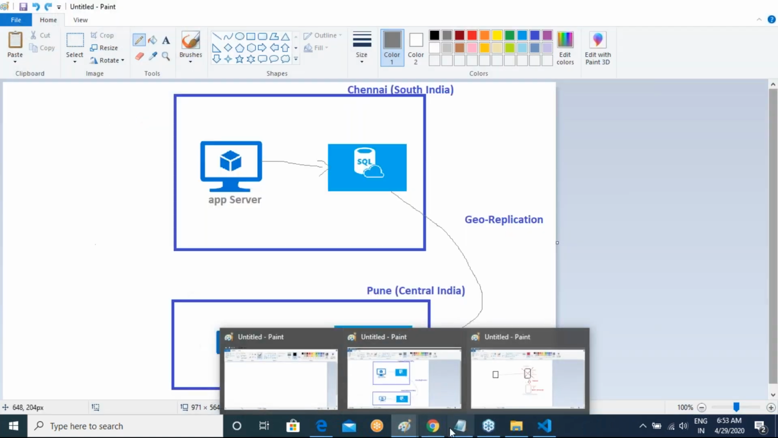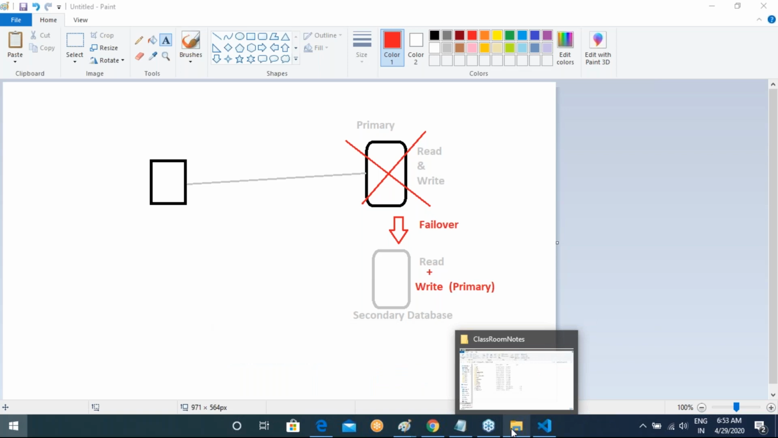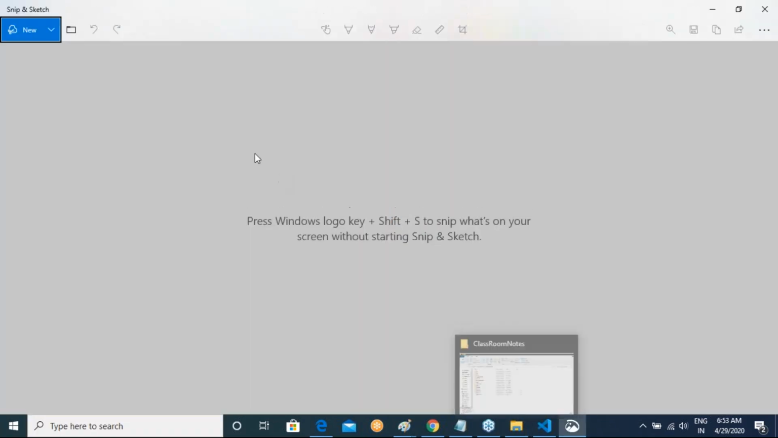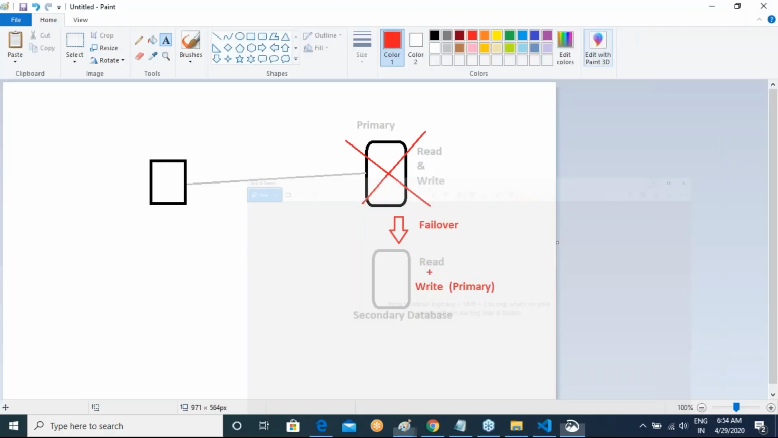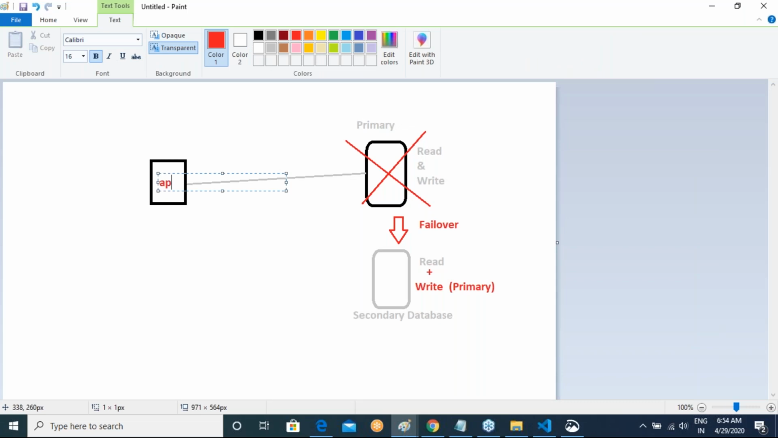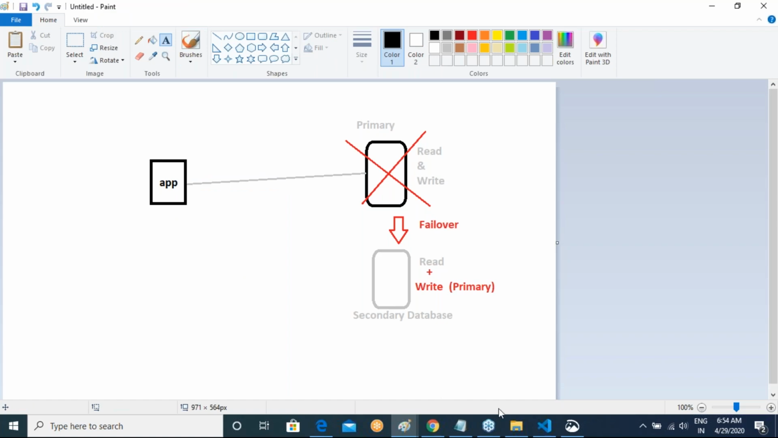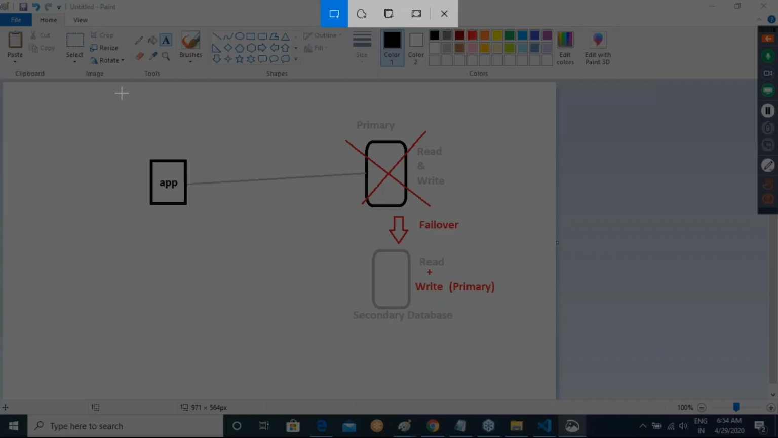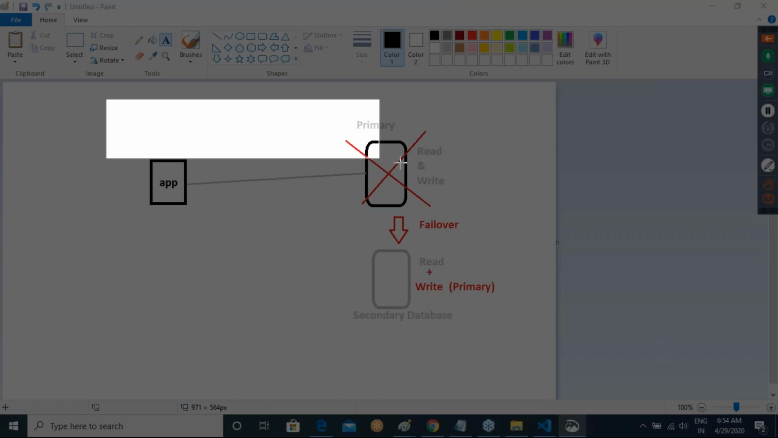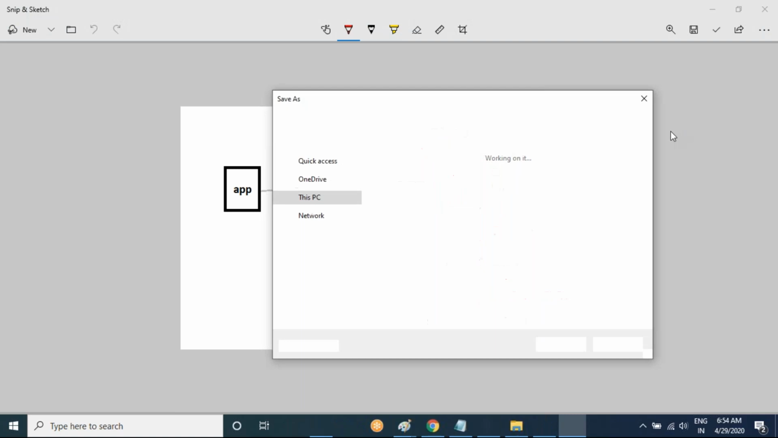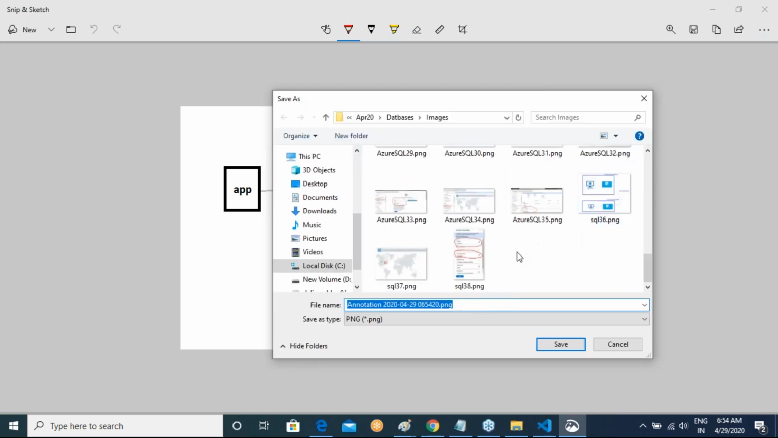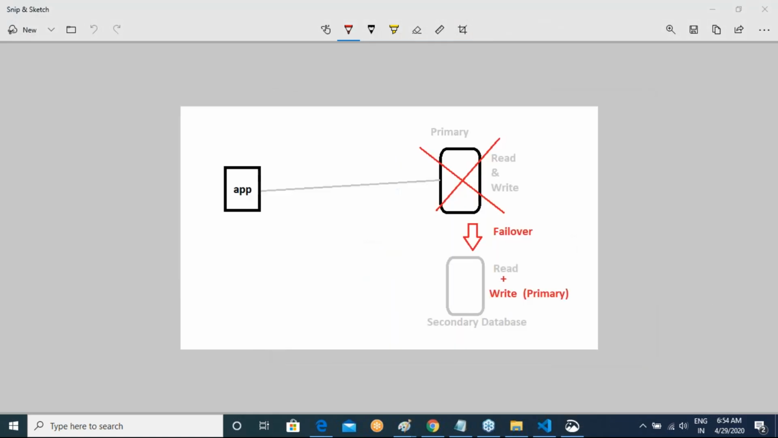So it is better. Let me do one thing. Let me not take a risk. Let me call it as app. So this is how a failover looks like. You can get a better image in Google queries and all of that stuff.